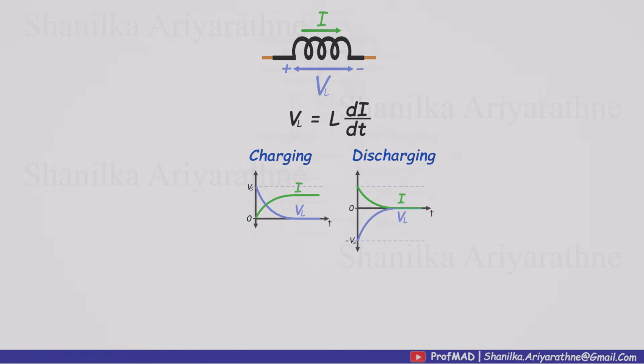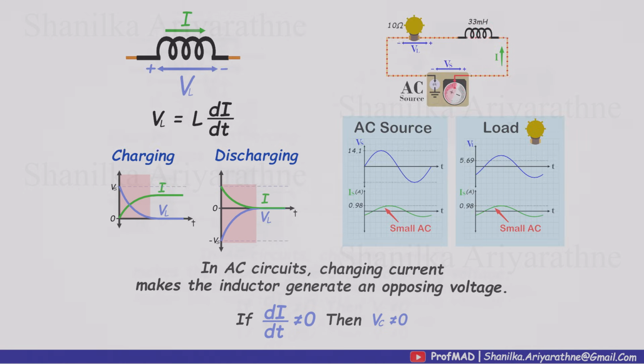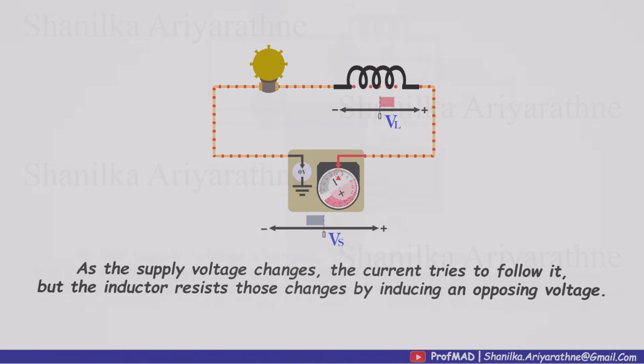Now let's switch to AC. In an AC circuit, the current is always changing, so the inductor continuously pushes back against those changes, which reduces the current in the circuit. That's why the current becomes smaller in the AC case. Now look more closely at the supply voltage and the inductor voltage. As the supply voltage changes, the current tries to follow it, but the inductor resists those changes by generating an opposing voltage. Because of this, it can appear as if the source voltage is following the inductor voltage.